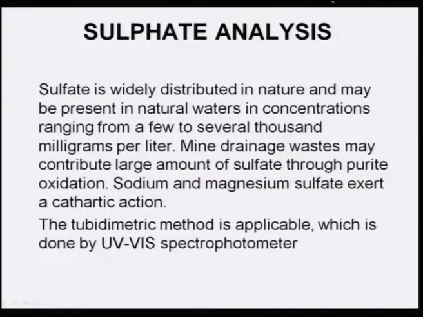Sulphate analysis. Sulphate is widely distributed in nature and may be present in natural waters in concentrations ranging from a few to several thousand milligrams per liter. Mine drainage wastes may contribute large amounts of sulphate through pyrite oxidation. Sodium and magnesium sulphate exert a cathartic action. The turbidimetric method is applicable, which is done by UV-vis spectrophotometer.